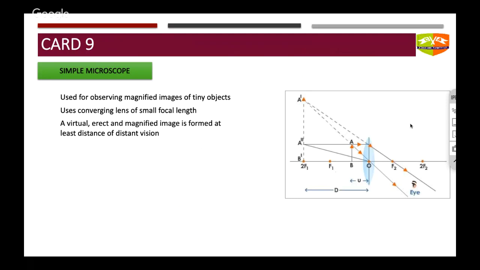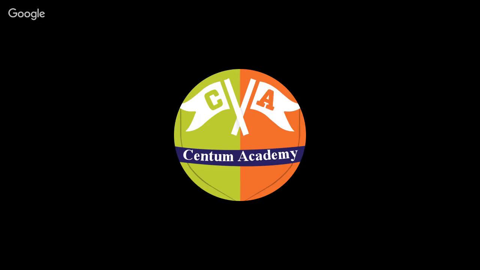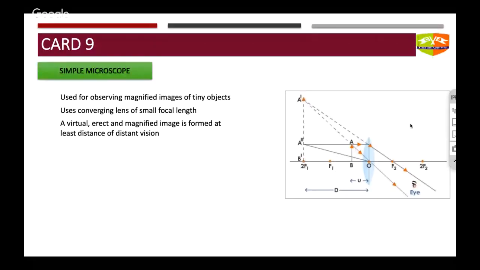So what is simple microscope? I've written a few things which says that it is used for observing magnified images of tiny objects, and we use converging lenses of a small focal length, and virtual, erect and magnified images are formed. But what's the process of this happening? How does it happen? The simple concept of this is that the size of the image of an object formed on retina will increase if the distance of the object from our eyes decreases.